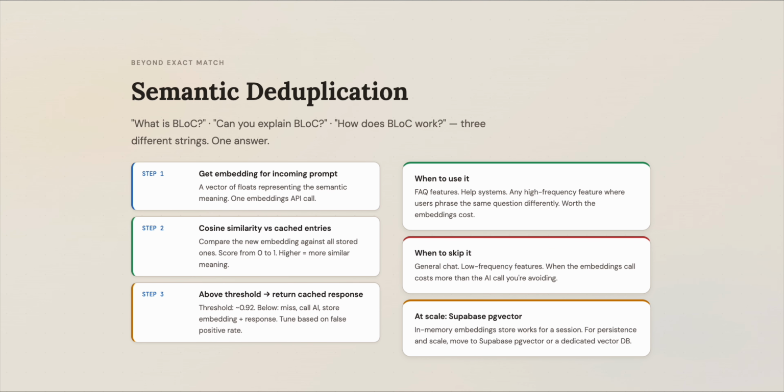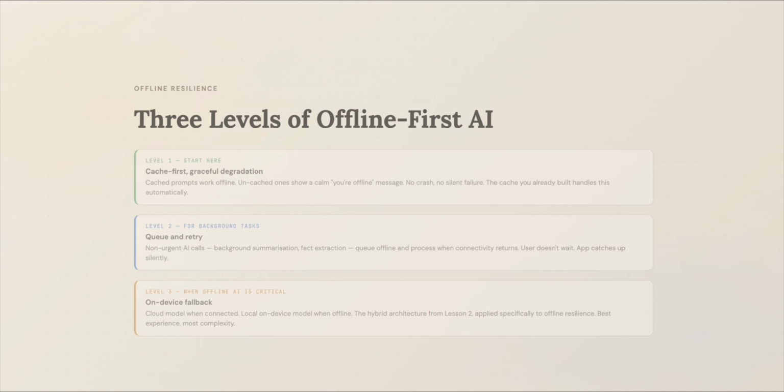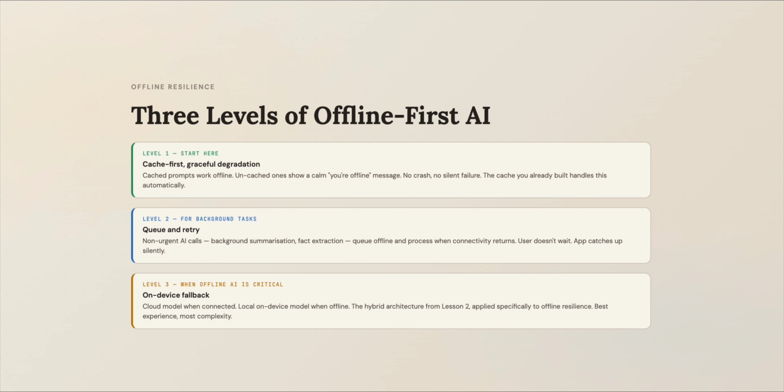The last piece of this lesson: what happens when the network is gone? The wrong answer is to show an error, no internet connection, and then the conversation stops. The right answer is to design for it intentionally. So there are three levels of offline-fast AI UX. Level 1 is cached responses only. If the user asks something that's in the cache, serve it. No network needed. If it's not cached, show a gentle message: you're offline, this feature requires a connection. Don't crash, don't error, just explain.